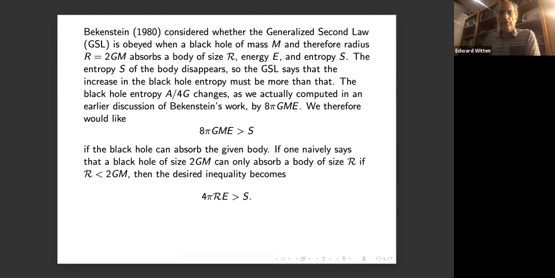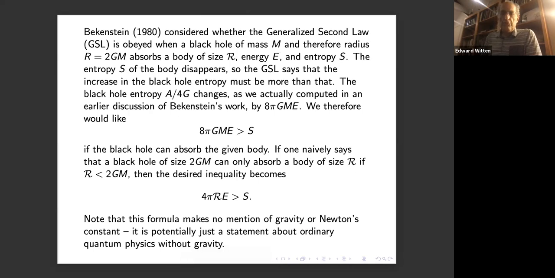If one naively says that a black hole of mass m has radius 2Gm, it can only absorb a body of size curly R if curly R is less than 2Gm. Then the desired inequality can be written in terms of the size of the body being absorbed, the energy of the body, and also the entropy. When you write it that way, Newton's constant disappears. So the formula makes no mention of gravity or Newton's constant. It's potentially just a statement about ordinary quantum physics without gravity.